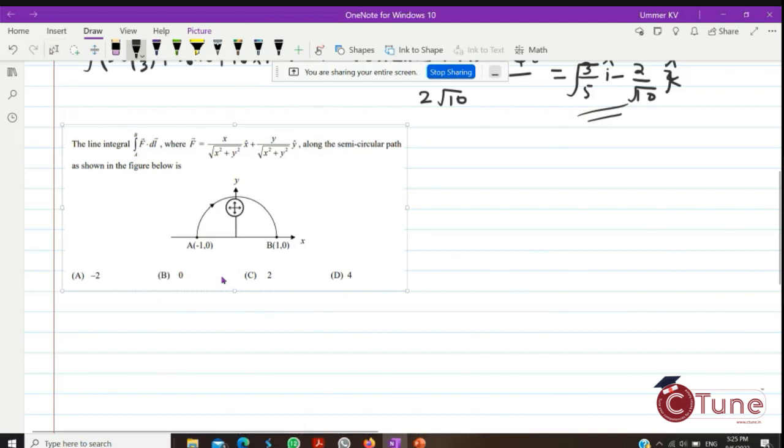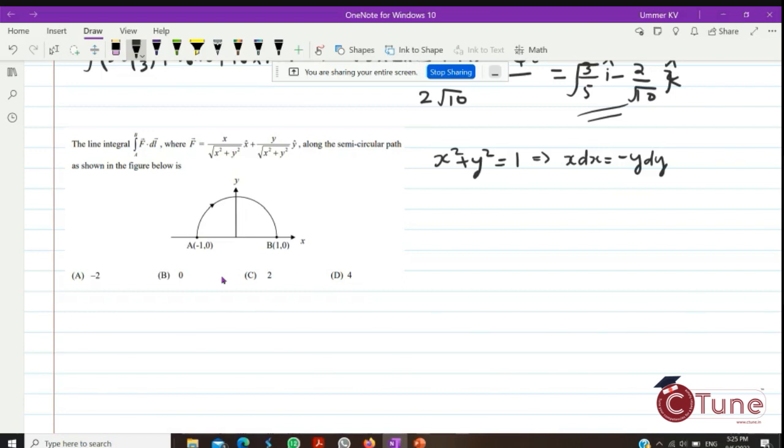So first we will write the equation for a circle, that is x square plus y square equal to radius square. What is the radius here from the figure? It is 1, right? Now we differentiate this equation: 2x dx plus 2y dy equal to 0. That means x dx is equal to minus y dy, right? On differentiating this equation, you arrive at this expression x dx equal to minus y dy.